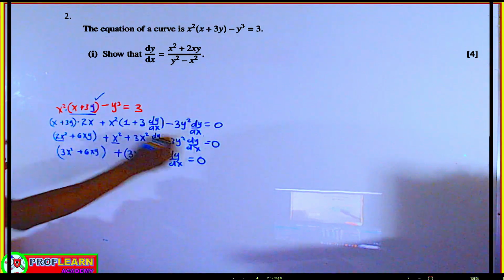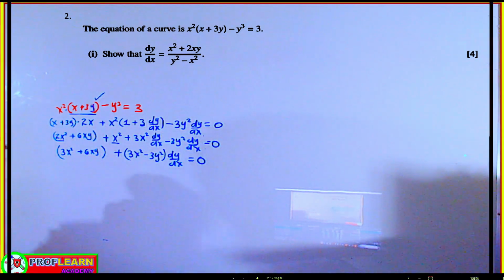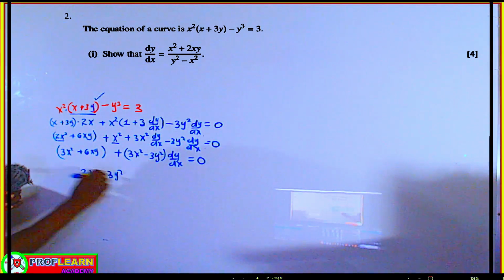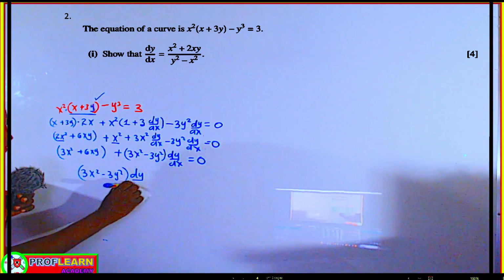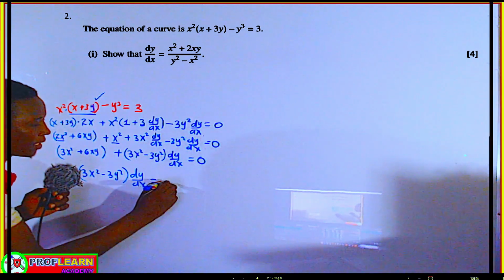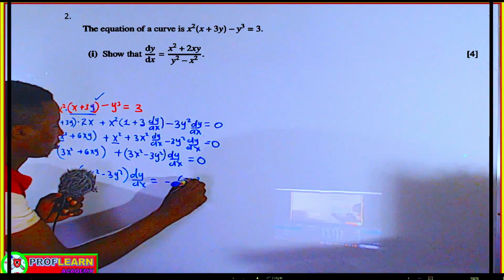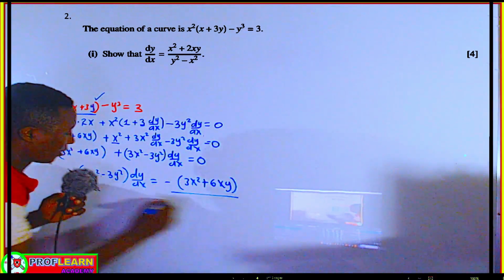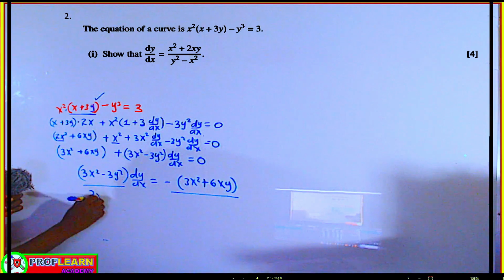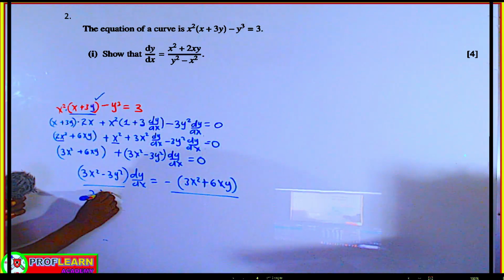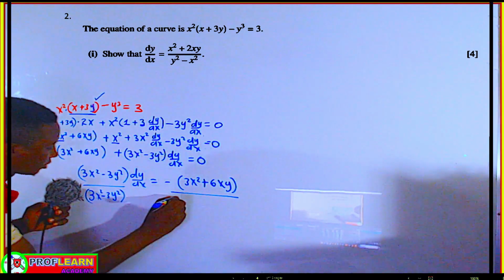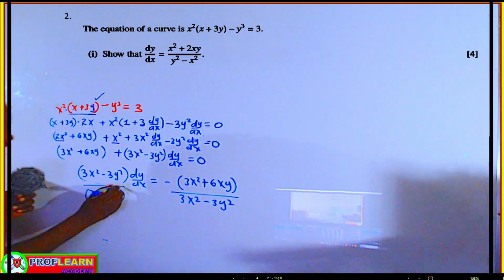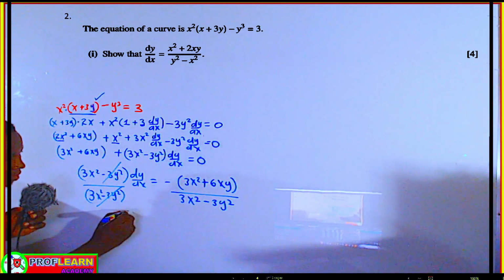I'll take the whole of this term to the other side of the equal sign, and then we are going to remain with (3x squared minus 3y squared) dy/dx being equal to minus (3x squared plus 6xy). We can divide both sides by 3x squared minus 3y squared, and this and this part will cancel out, and we shall remain with dy/dx.